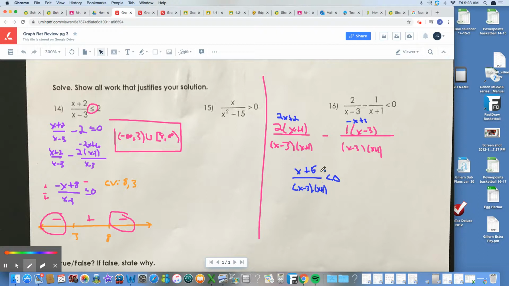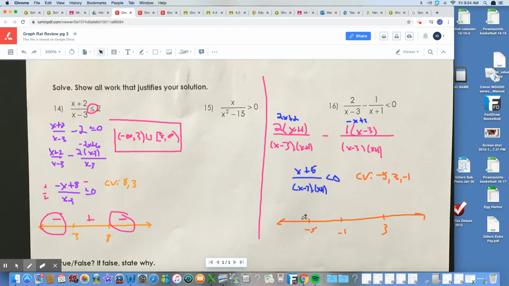Now that we have x plus 5 over x minus 3 times x plus 1, we're going to find the critical values. You set the top equal to 0, so that's negative 5. Set the bottom equal to 0: 3, and negative 1. And we're going to make our number line. Make sure you put it in the proper order: negative 5, negative 1, and 3. Now we are going to plug in numbers.